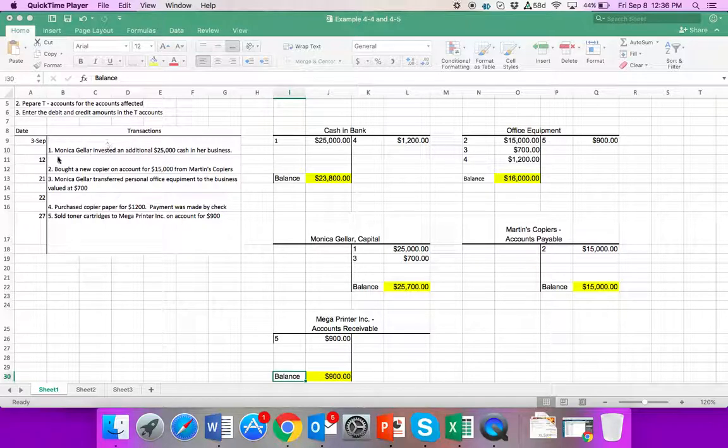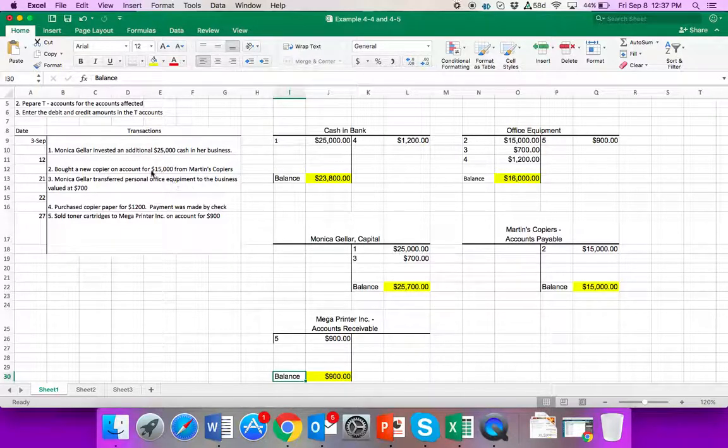Okay, so the first transaction here says Monica Geller invested an additional $25,000 cash in her business. So again, the two accounts that should be affected because she's investing cash are cash and bank, and capital, since she's investing it in her business. So you'll notice since cash and bank is an asset, it increases on the debit side. So we have $25,000 debit to cash and bank. And every debit must have a credit. So capital is credited $25,000.